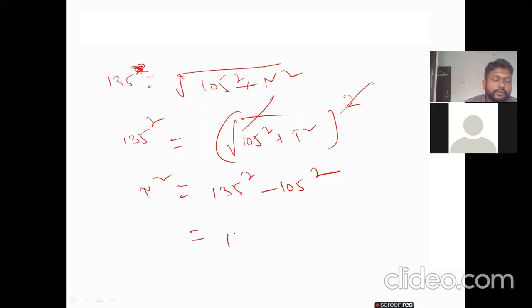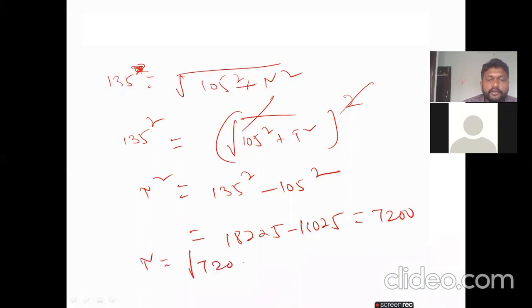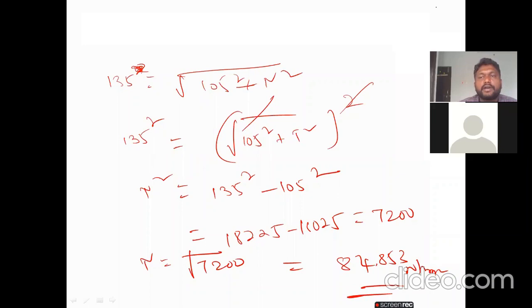This is 18225 minus 11025, so 7200. So tau equals square root of 7200. You will get the answer 84.853 Newton per mm square. So these are the very easiest formulas. Yes, 84, Kiran, you did a good job.